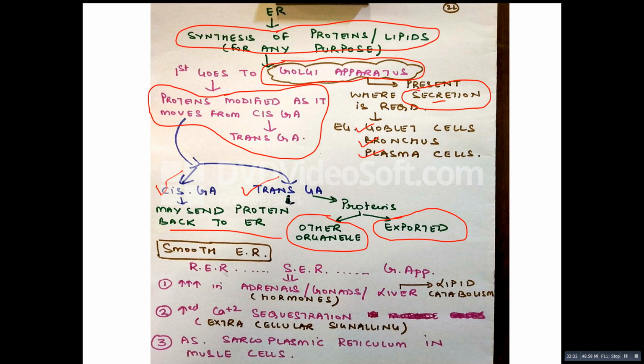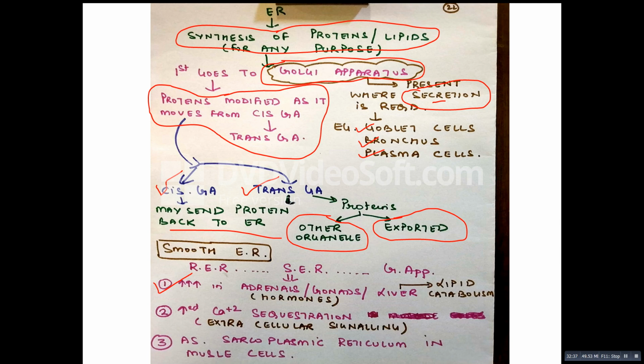Again, there is increased calcium sequestration in the endoplasmic reticulum, that is, in the smooth endoplasmic reticulum. Again, this is used for extracellular signaling. And third, this smooth endoplasmic reticulum acts as the sarcoplasmic reticulum in the muscle cells.